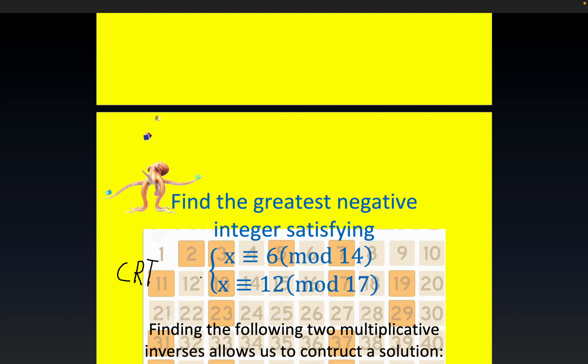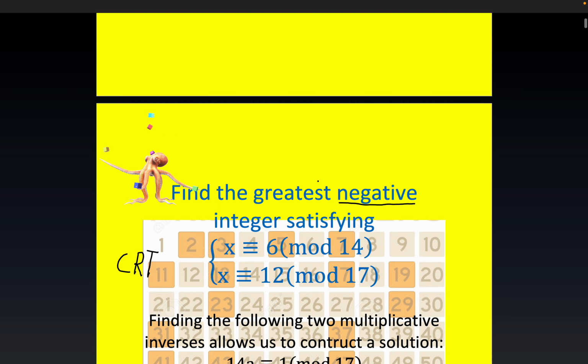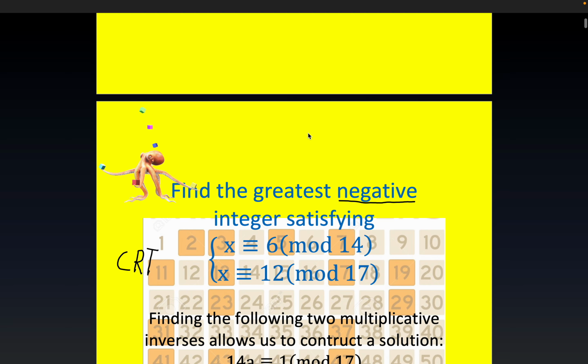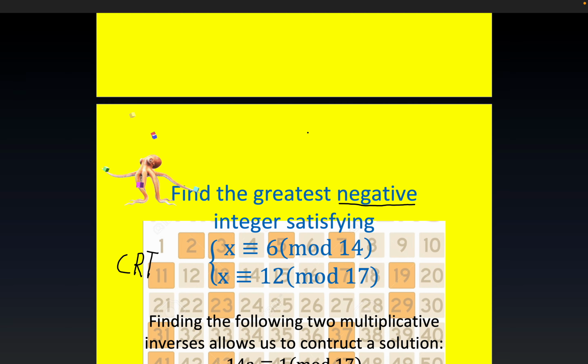Now, let's start out, and again, we're looking for the greatest negative integer, not just a positive integer or least residue. We're looking for the greatest negative integer solution to this system of congruences: X congruent to 6 mod 14, X congruent to 12 mod 17. Now, just a brief review on what we mean by multiplicative inverses. That's a big deal with respect to how the Chinese Remainder Theorem is derived.